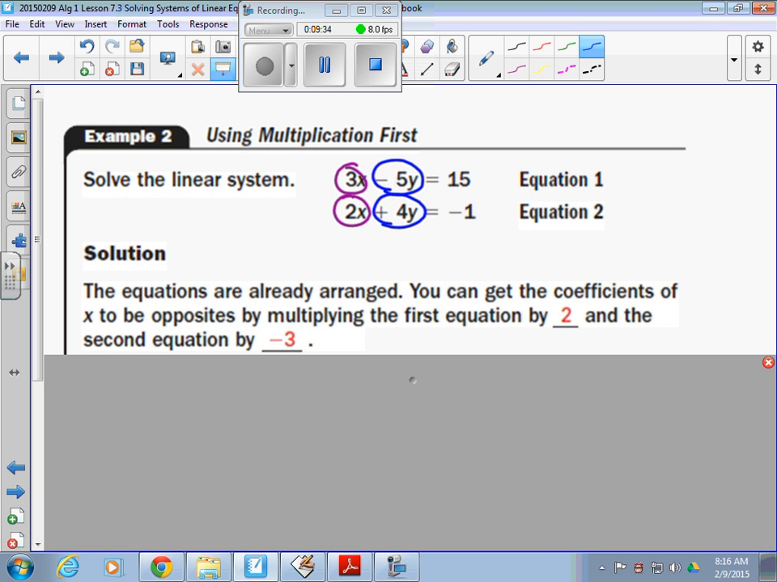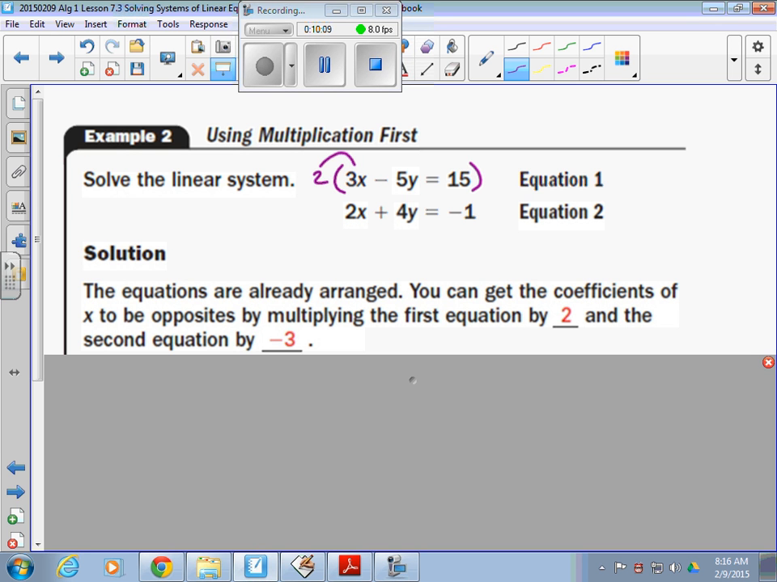Okay. The example is choosing to make 3 and 2 turn into 6 and negative 6. So it says the equations are already arranged. You can get the coefficients of x to be opposites by multiplying the first equation by 2 and the second one by negative 3. So not only are you making them the same multiple, 6, you're making one of them positive, the other one negative. So what you are doing is distributing a 2 to everything in this set of parentheses. 2 times this is going to give you 6x. That's what you're trying to do.